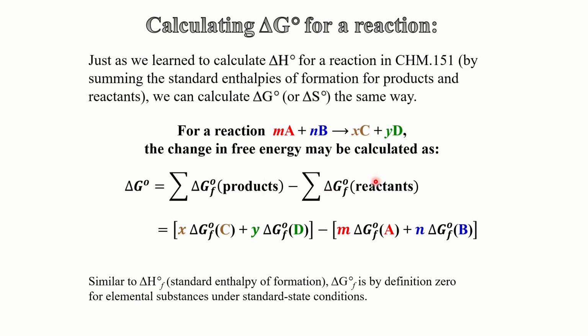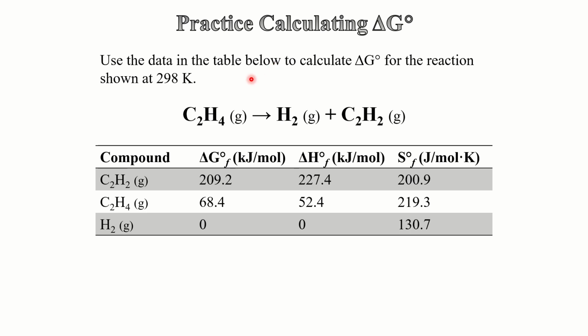So it's still products minus reactants, just like you learned when using these delta H f values in Gen Chem 1. So let's look at an example. Use the data in the table below to calculate delta G naught for the reaction shown at 298 Kelvin. So we have C2H4 forms H2 plus C2H2. We've got a table of values given here.